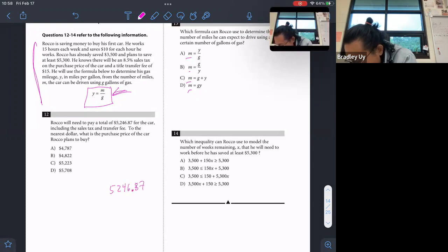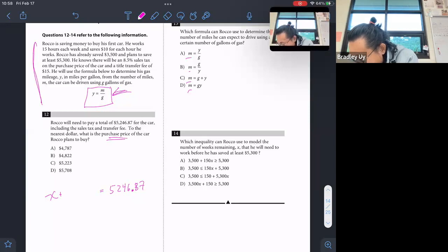Including sales tax and transfer fee, meaning we needed to pay sales tax plus transfer fee. So the purchase price of the car is the unknown. That's why they're asking for it. Let's call it X. So we need to pay not only the price of the car, but tax.